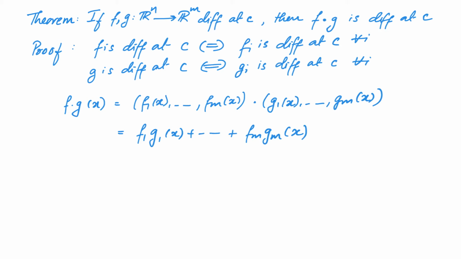And notice that fi of x into gi of x is equal to fi gi of x. Further notice that fi gi is differentiable from the analogous result for functions from Rn to R, and this is true for all i. Therefore, their sum will be differentiable from the result about sums of differentiable functions. And thus, we have the result that we wanted to prove.